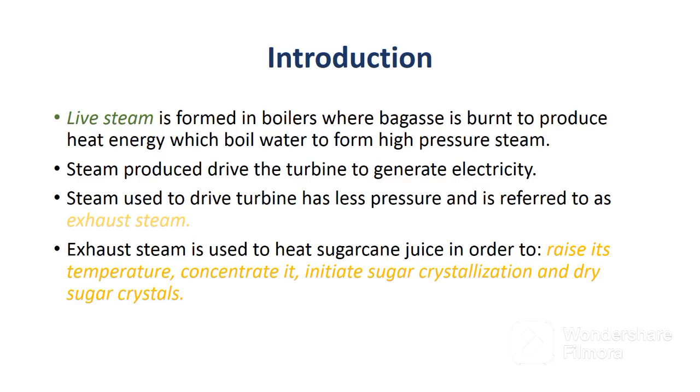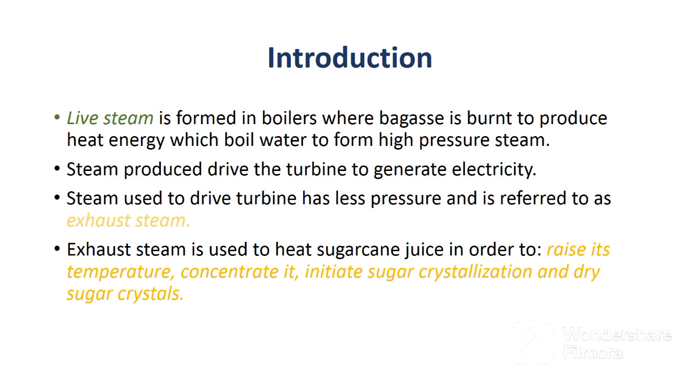Live steam is formed in boilers where bagasse is burned to produce heat energy which boils water to high pressure steam. So this high pressure steam is what we call live steam. Live steam produced is used to drive the turbine so that it generates electricity that can be used for lighting and other activities. Steam that has already been used in driving the turbine has less pressure and is referred to as exhaust steam. This exhaust steam is the one used to heat materials in the factory.